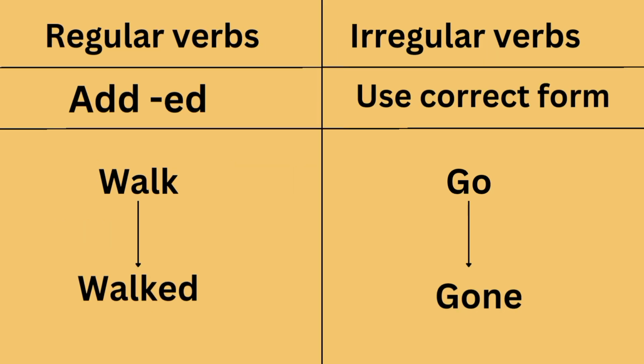Here are some important points to remember. With regular verbs, we add ed, like walk, walked. And with irregular verbs, we use the correct form of past participle, like go, gone.